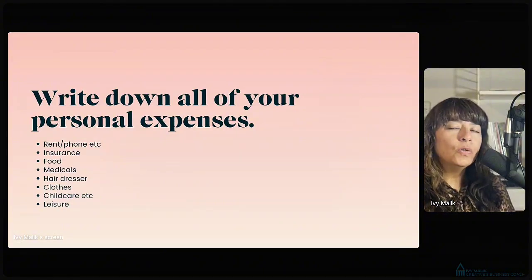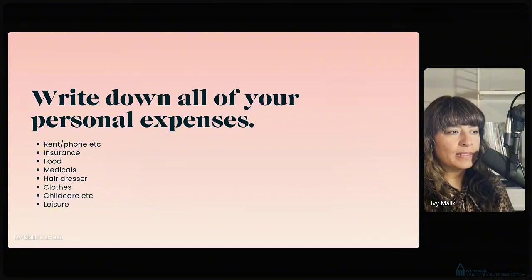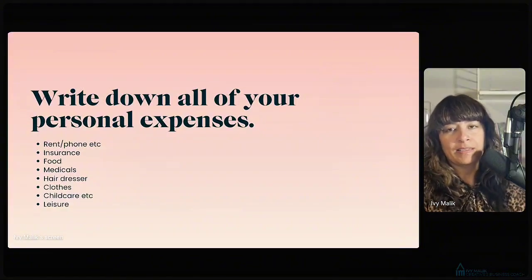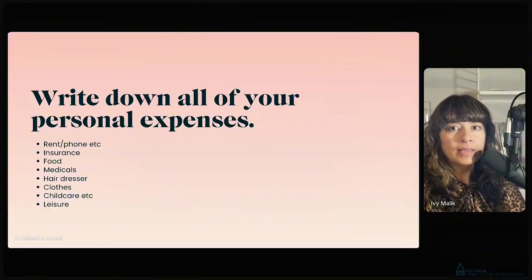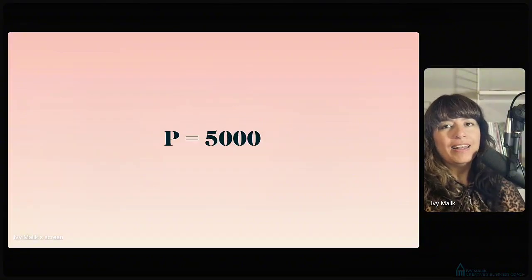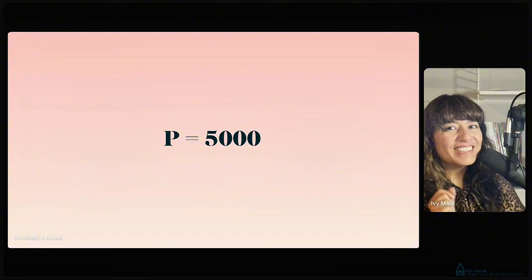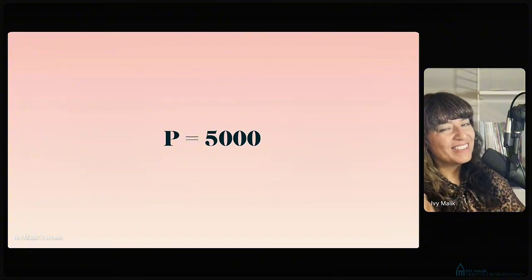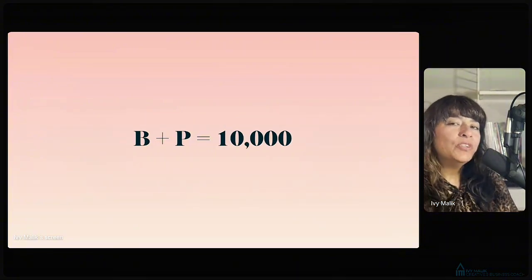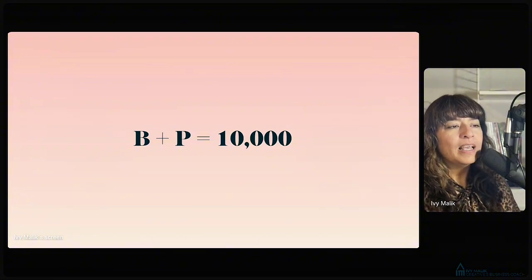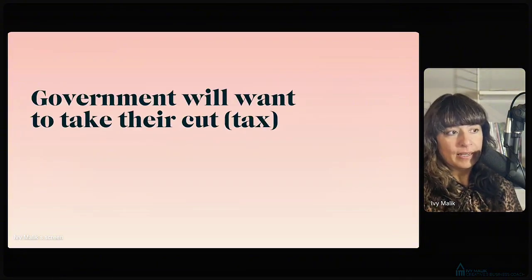Now I want you to also write down all of your personal expenses. This could be your insurance, the food, going to the theater, childcare, everything. Your personal expenses on a monthly basis. Write them down and allocate that letter P for personal expenses. And in this example, we're going to select 5,000 for ease. We're going to add up all of our expenses, the business expenses and the personal expenses. And in this case, it's going to be 10,000.